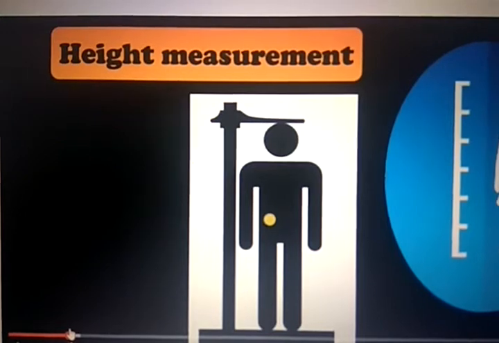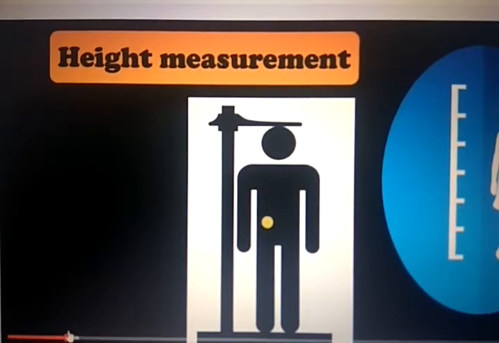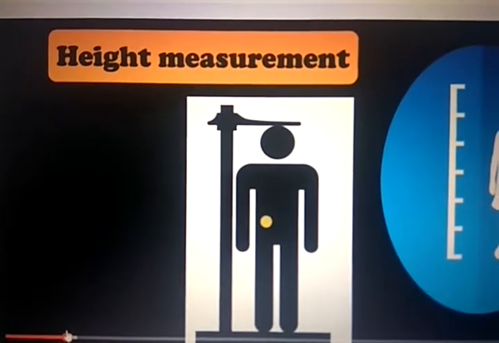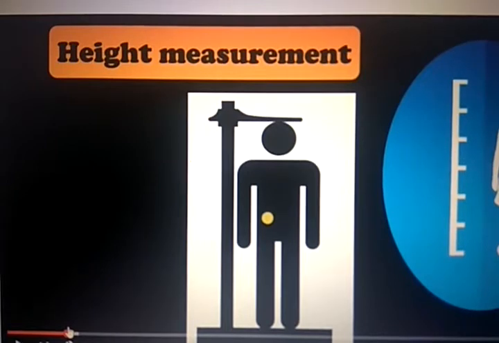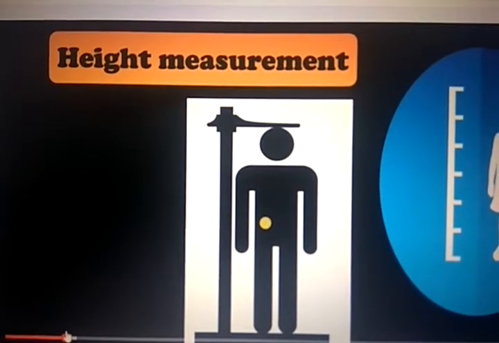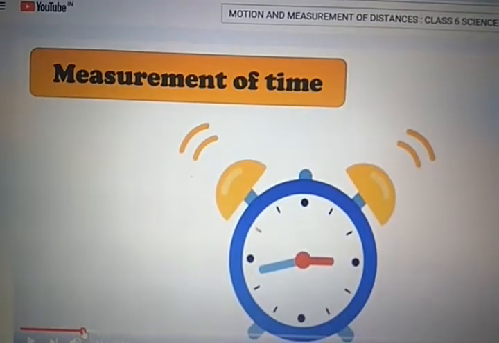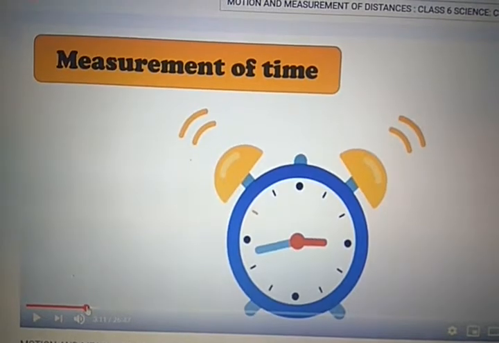A PT teacher takes your height measurement. You must know, on the right hand side, such a type of straight line is there and it is marked with the scale. So you can see the height measurement here. Then you can see measurement of time. Time you can measure with the help of a clock.